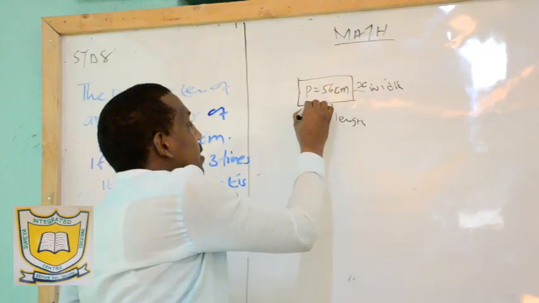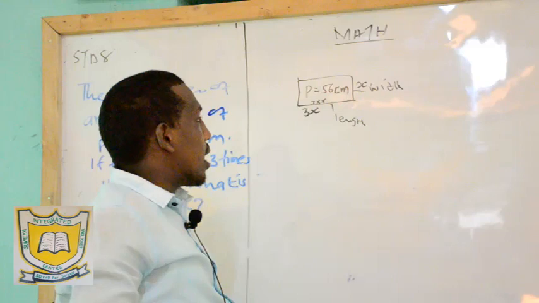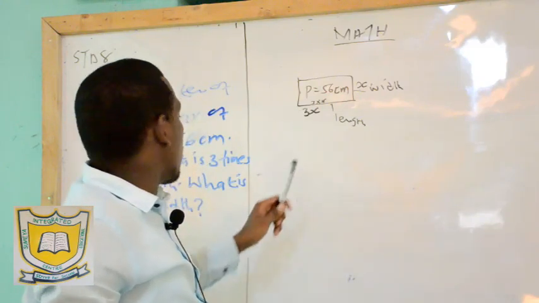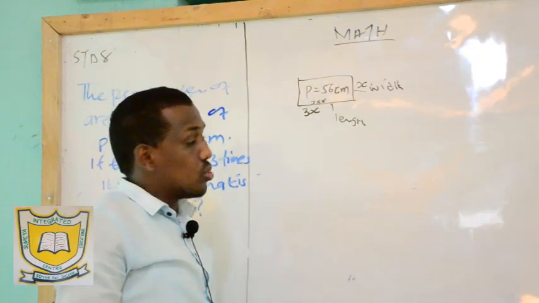3 times x is equal to 3x. So we have the perimeter now. They want the width now. How do we get the width? We use the formula for perimeter.